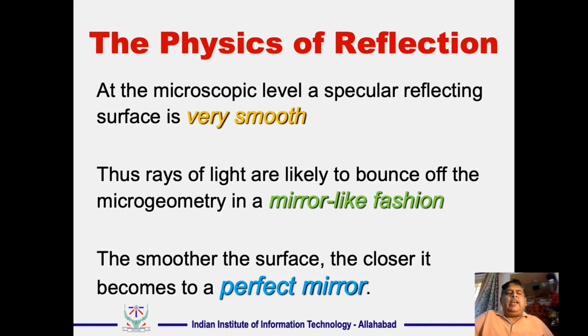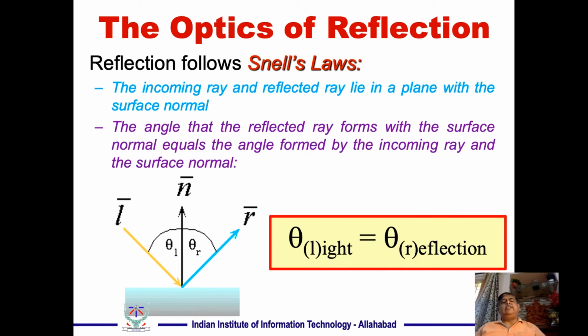So the physics of reflection at a microscopic level: a specular reflection surface is very smooth. A ray of light is likely to bounce off the microgeometry in a mirror-like fashion. The smoother the surface, the closer it becomes to a perfect mirror. So if the surface is absolutely smooth, it's an ideal mirror, then the whole light reflects as a perfect mirror in a particular direction. But if it is not a perfect mirror, it reflects in all directions.